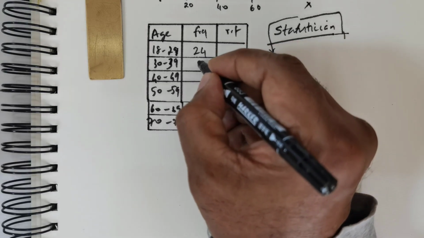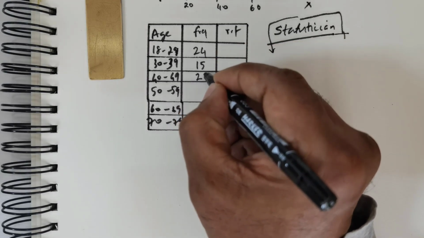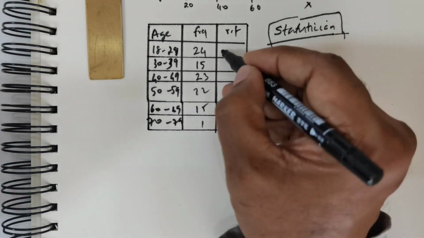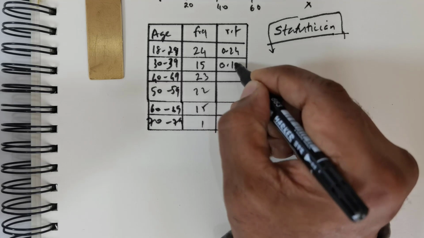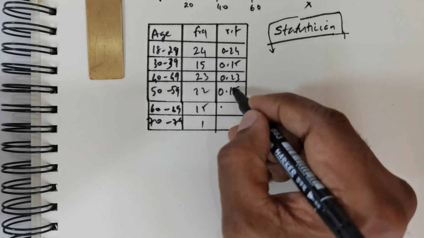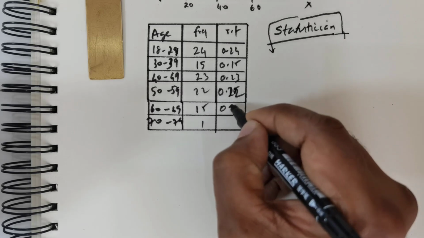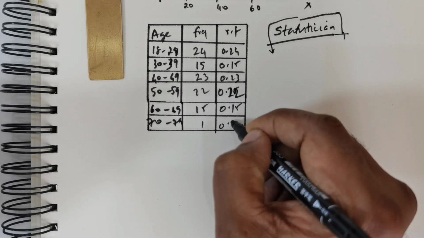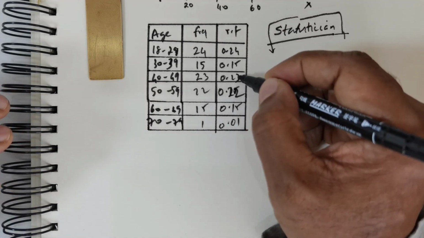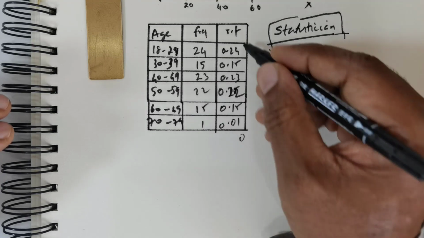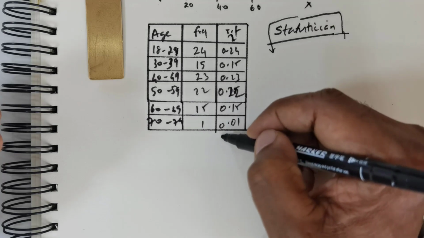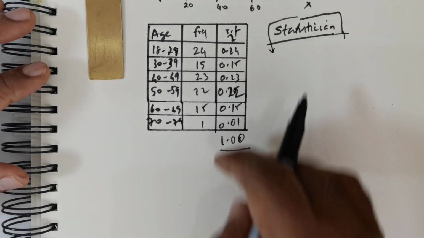So coming back, let me give this frequency and I will show you how to get the relative frequency. See, for example, you've got 24 people, 15 people, 23, 22, 15 and say 1. An example. So the relative frequency in this case will be 0.24, 0.15, 0.23, 0.22, 0.15, 0.01. So you have to add this: 5, 6, 8, 11, 16, and 10 carry 1, 3, 4, 6, 8, 9 and 10. Okay, 1 should be the output here. Fair enough. So this is the relative frequency.